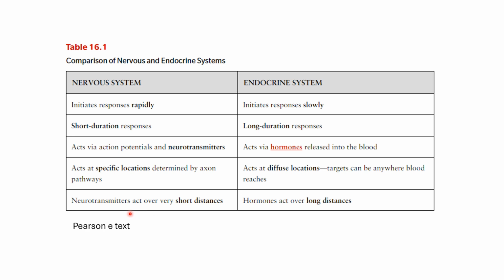You have to know the difference between the hormones and the neurotransmitters. So the nervous system uses the neurotransmitters, and the endocrine system uses the hormones. This is a table present in your Pearson e-text, and they have enumerated the differences. You can always go to your text and go over this table.